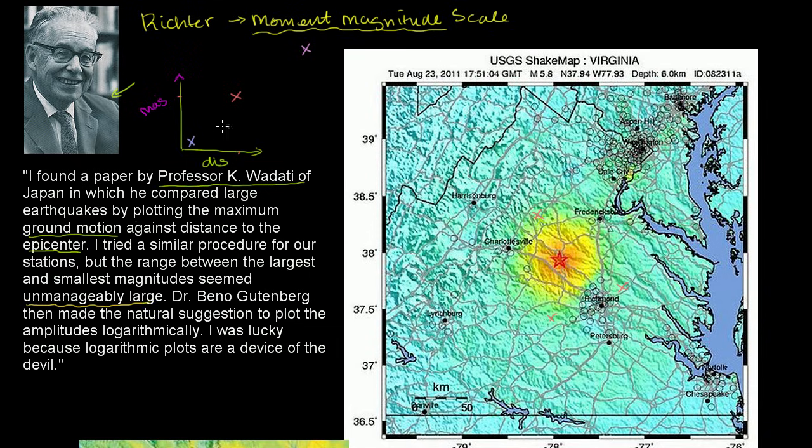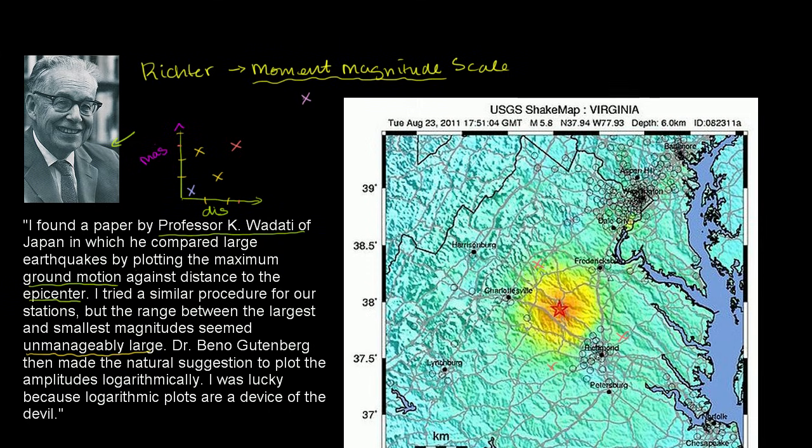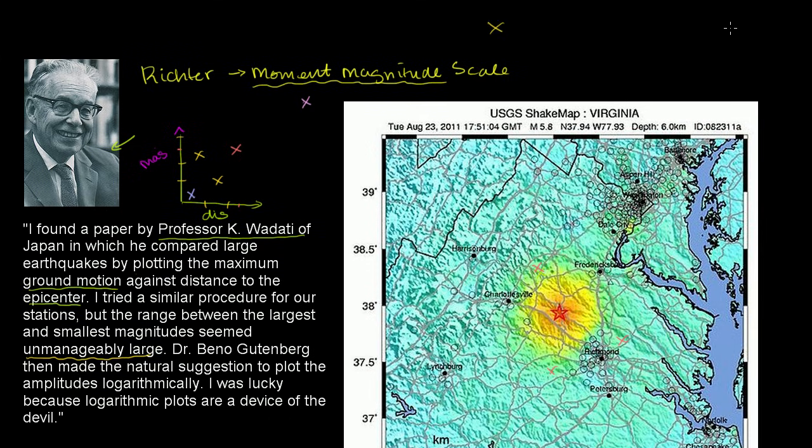So what he's saying is when he tried to plot it like Professor Wadati, he found that, okay, you get some earthquakes that you could plot around here, but no matter how you do a linear scale over here, if you want any resolution down here, the stronger earthquakes just go off the charts or maybe off the page. So the stronger earthquakes you might have to start plotting here, or maybe they don't even fit on the page.